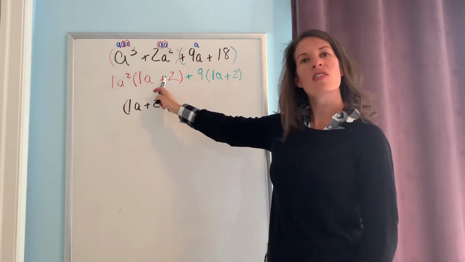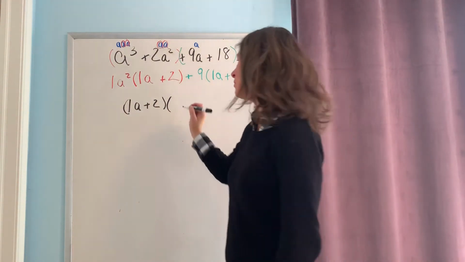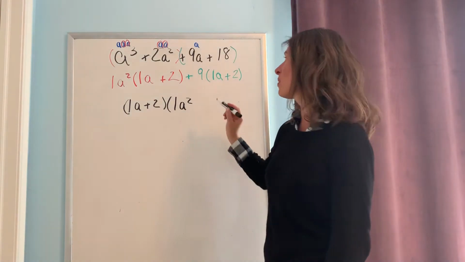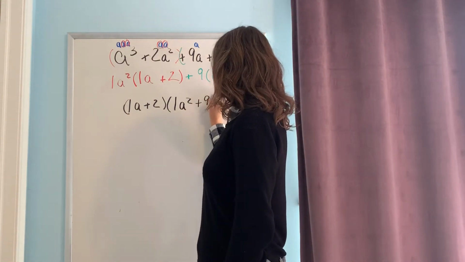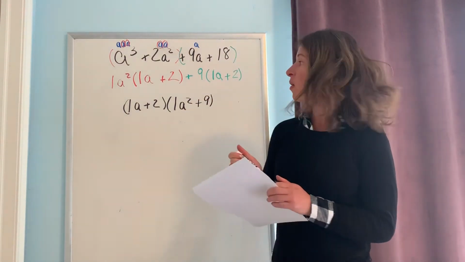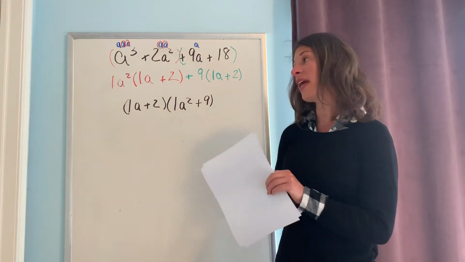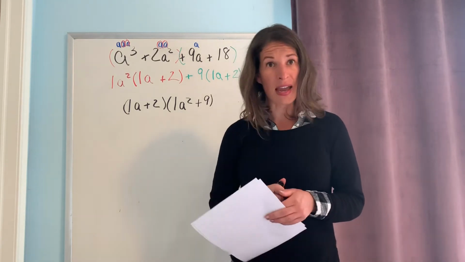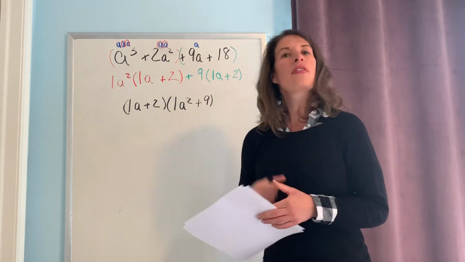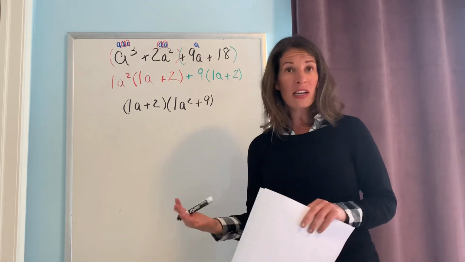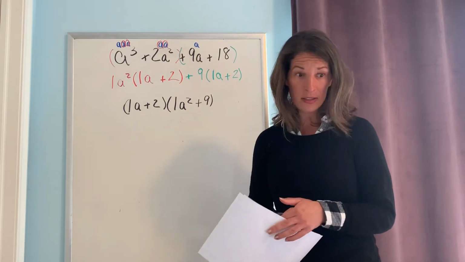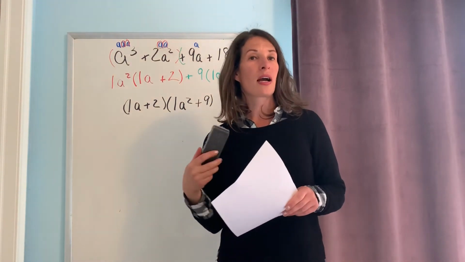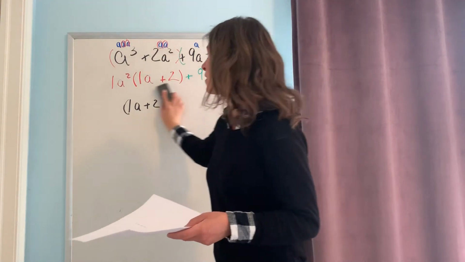This 1A plus 2 is being multiplied by 1A squared. And this 1A plus 2 is being multiplied by 9. And that's our answer: 1A plus 2 times 1A squared plus 9. Remember, 1A is the same as just A. If you don't see a number in front, then it's just a 1. You can write it there or not. Both are correct. We have one more to work on, and then you will work on the worksheet that I have uploaded to make sure that you know what you're doing.